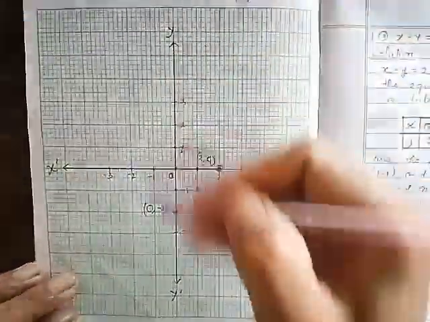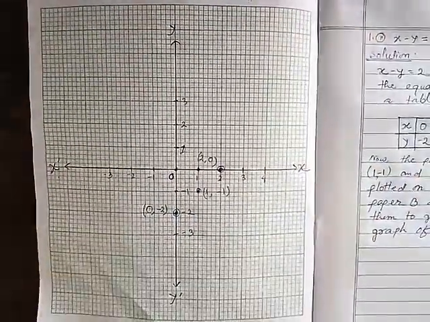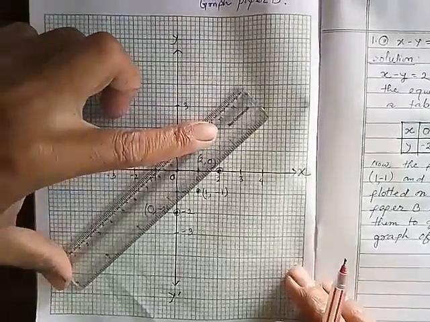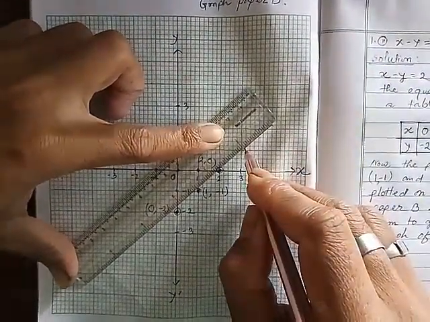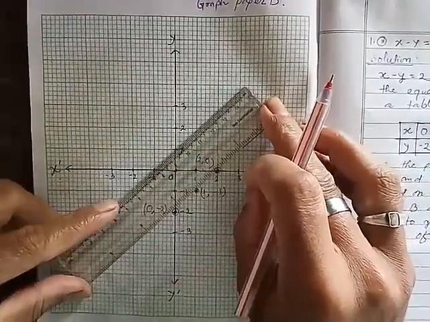So now I have plotted the first point, second point and third point on the graph paper B. Now we need to join them to get the graph of it. So let me join them with the help of a scale. So all the 3 points are joined.